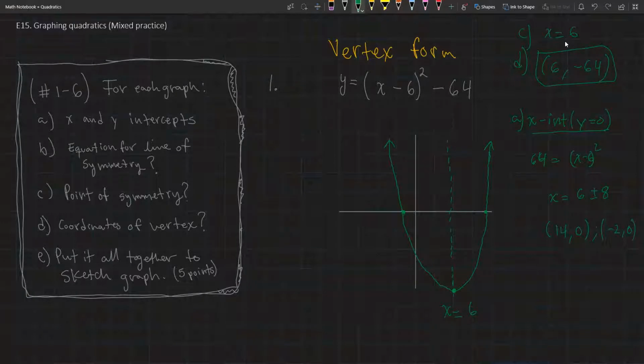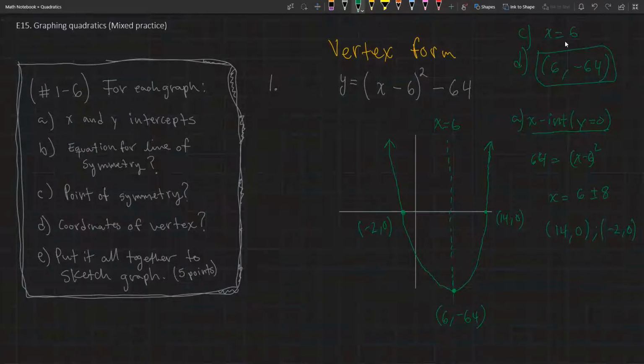All right, we already know this point as (-2, 0). We can label this one (14, 0). We know this guy right here is, maybe I'll write the x equals 6 above, so that I can write the vertex down here. So (6, -64). And we're missing 2 more points, so we need to do a little bit more work.